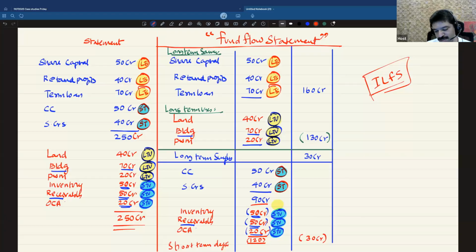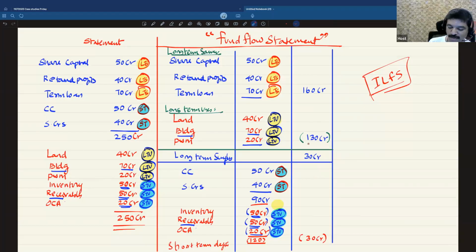Now, my agenda was to, first of all, introduce what the fund flow statement is. Because once you get clarity on the purpose of the statement, then you will develop the ability to read the statement. Now you got the purpose of the statement: to communicate what the long-term funds are, what the long-term use is, whether there is surplus or deficit, and how that surplus is handled.